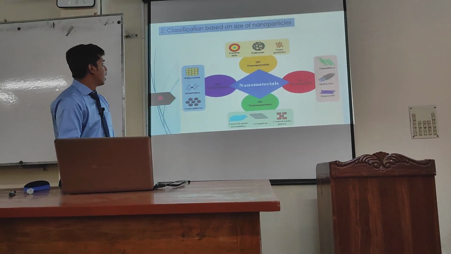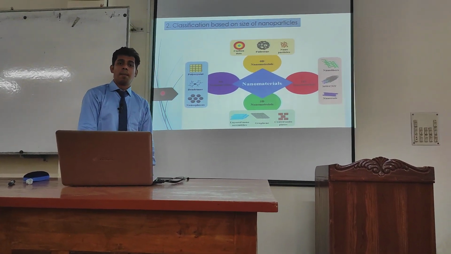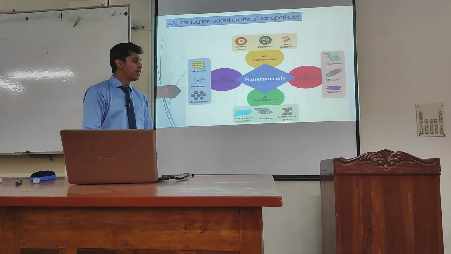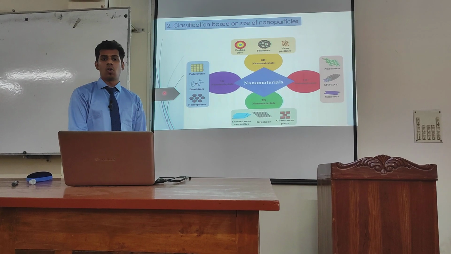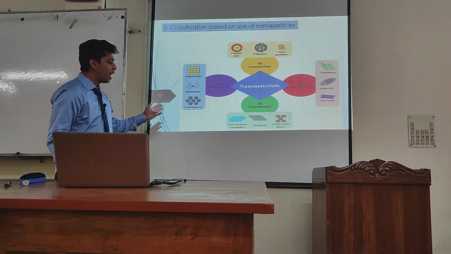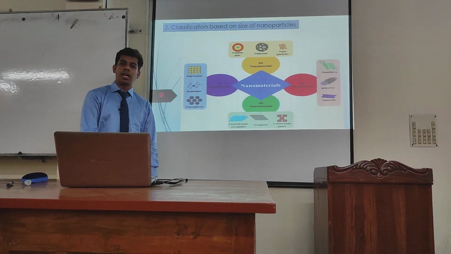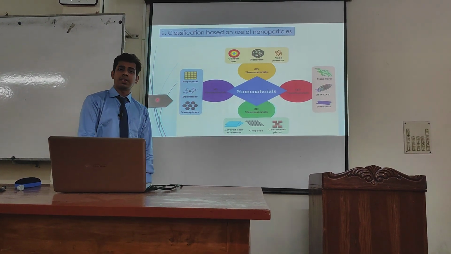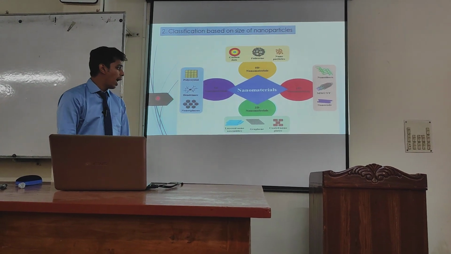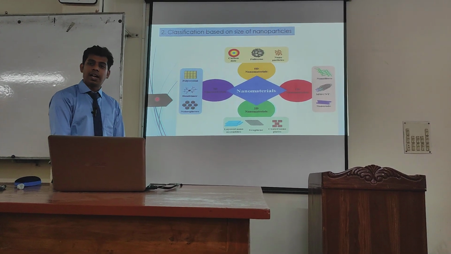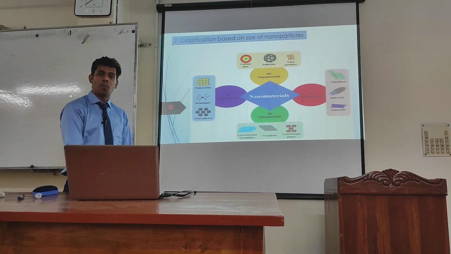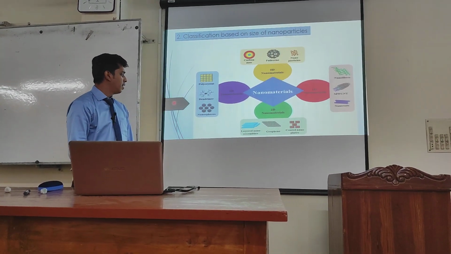Coming next is classification based on dimension. Based on the dimension, nanoparticles are classified into four categories. These are 0-dimensional, 1-dimensional, 2-dimensional, and 3-dimensional nanoparticles. 0-dimensional nanoparticles, for example, are carbon dots and fullerene. 1-dimensional nanoparticles are nanorods and nanofibers, and 2-dimensional nanoparticles are graphene and coated nanoparticles. And the examples of 3-dimensional nanoparticles are polycrystals, dendrimers, and nanospheres.